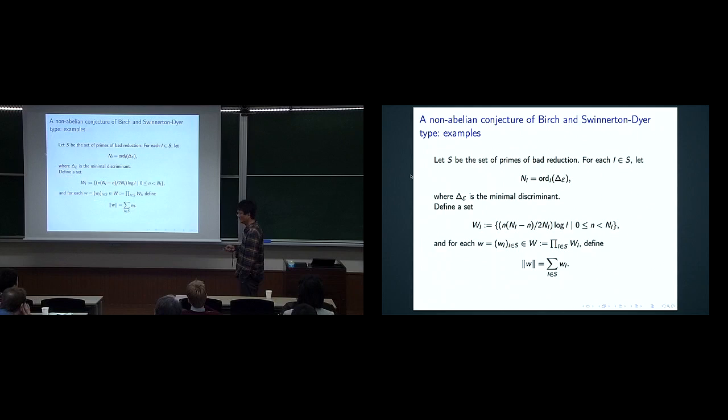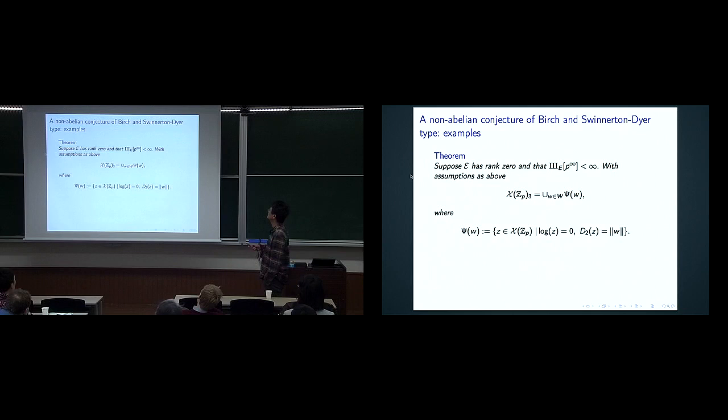So here's a theorem. Suppose E has rank 0, and suppose that all the previous hypotheses are satisfied. In that case, the third level of the filtration given by the reciprocity law is computed like this. It's a union of zero sets of p-adic analytic functions, where psi sub W consists of those points where the log is zero and the dilogarithm of z is equal to the norm of W. You take the union over all of those values of W, and that's the third level of the filtration.